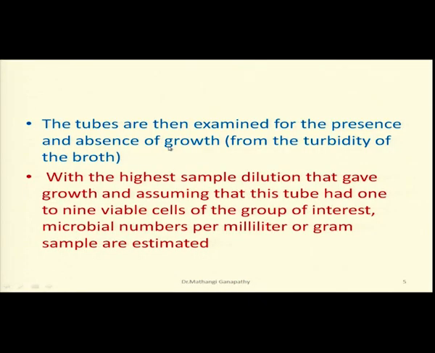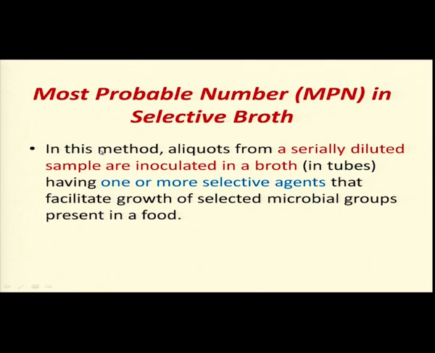This is followed by incubating the tubes at a specific temperature for a specific period of time. When the tubes are examined for the presence or absence of growth, marked by the turbidity of the broth, we take the highest dilution that gives growth, and assuming that this tube has 1 to 9 viable cells of the group of interest, we can count the microbial cells per milliliter or gram of the sample. We can estimate it; there is a formula for making the calculation.